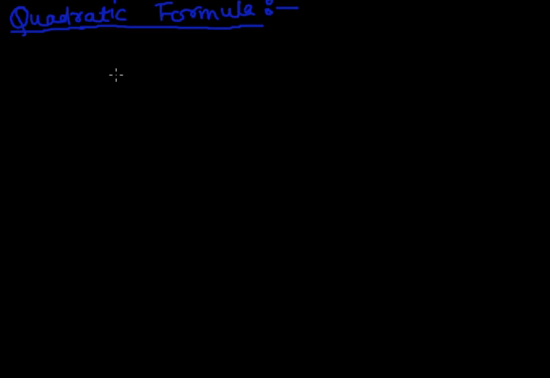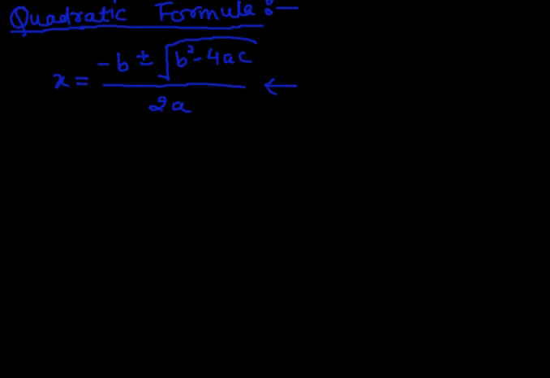The quadratic formula is the direct method to find the solution of a quadratic equation, and the solution is given by x is equal to minus b plus minus square root of b square minus 4ac upon 2a.